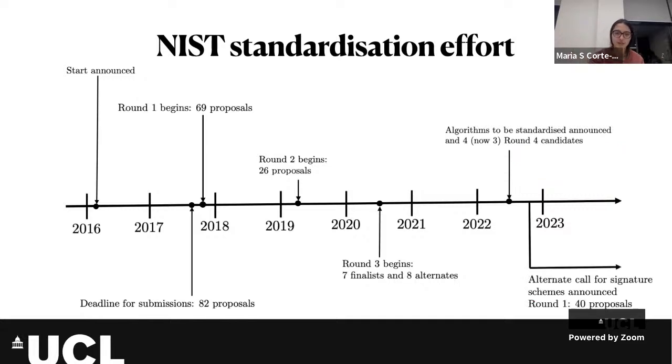So in 2022, they opened an alternate call for signature schemes that would allow for different signature schemes to be submitted for future standardization. And so in round 1, there were 40 proposals that made it, 40 signature schemes. And SQIsign, which is an isogeny-based signature scheme, was submitted to this alternate call.